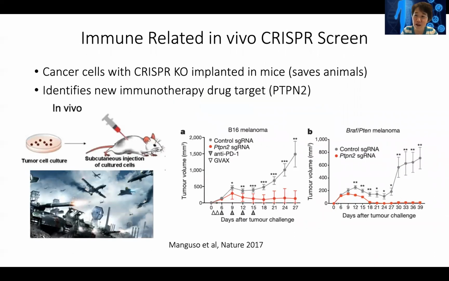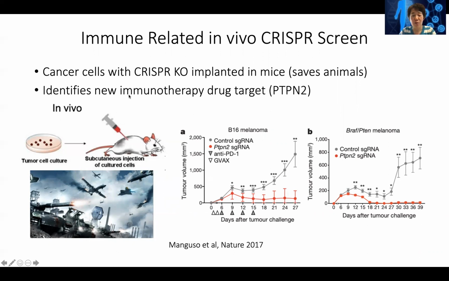Another type of CRISPR screen is the in vivo CRISPR screen, where initially in the cancer cells, we infect them with CRISPR. Different cancer cells have different genes knocked out, and then we implant those cancer cells into the mouse to let it grow a tumor. You can also give the mice immunotherapy like PD-1 or PD-L1 antibodies, and you see how much that changed the tumor growth in the mice.